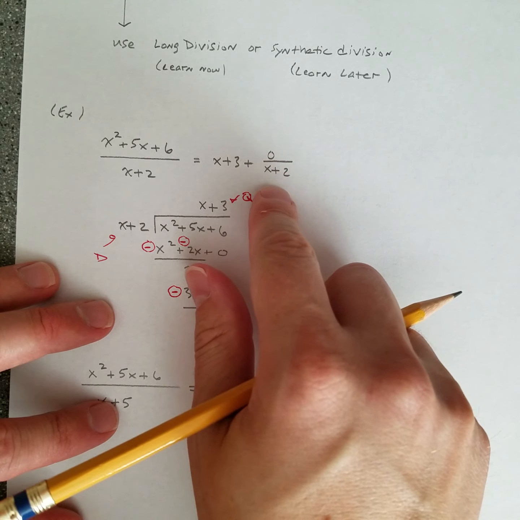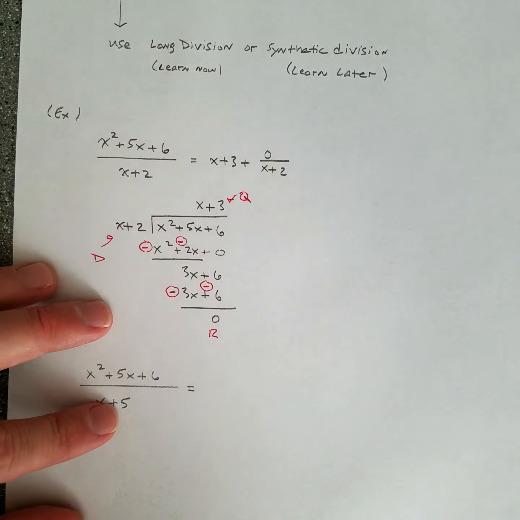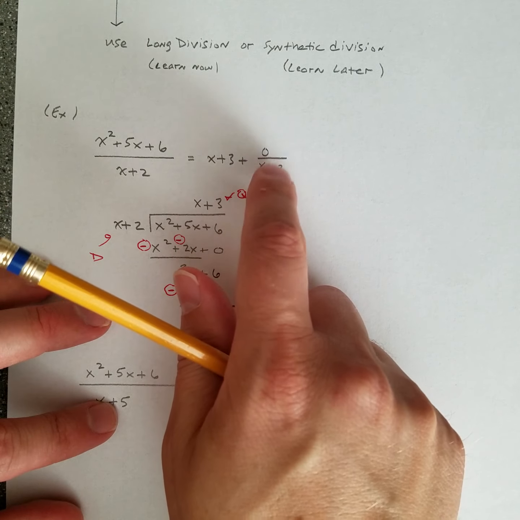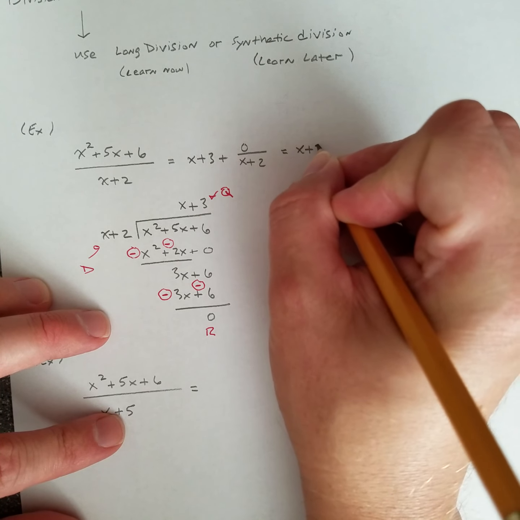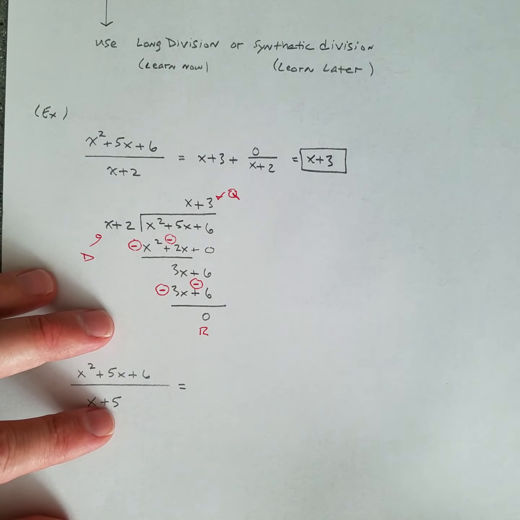But 0 divided by anything besides 0 is going to be 0. 0 divided by 1 is 0. 0 divided by 2 is 0. 0 divided by x plus 2 is 0. So the answer is just going to be x plus 3. Okay, so there's your division.